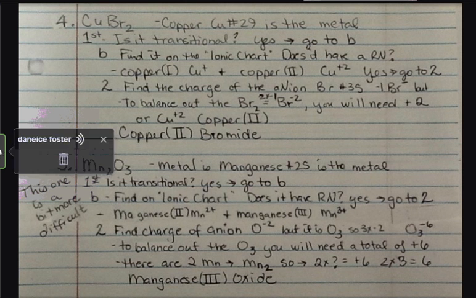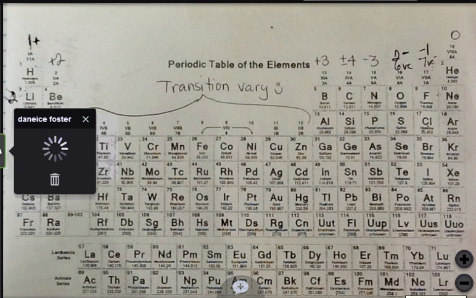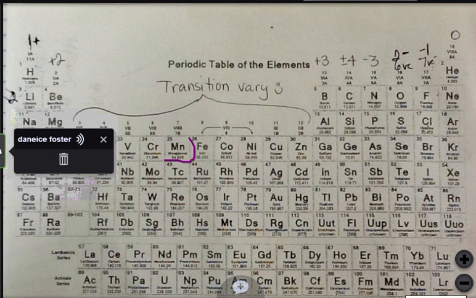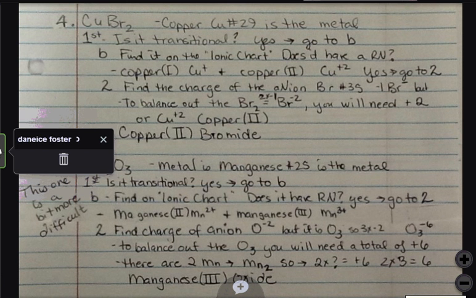Well, as you can tell, this one's a little bit more complicated. It's a little bit longer and a little bit more of a challenge. You'll be able to do it. Mn2O3. The metal is manganese, number 25. So, is it transitional? Always our first question. Let's go see. Here is our manganese, number 25. Yes, it is a transitional metal, so we go to B.